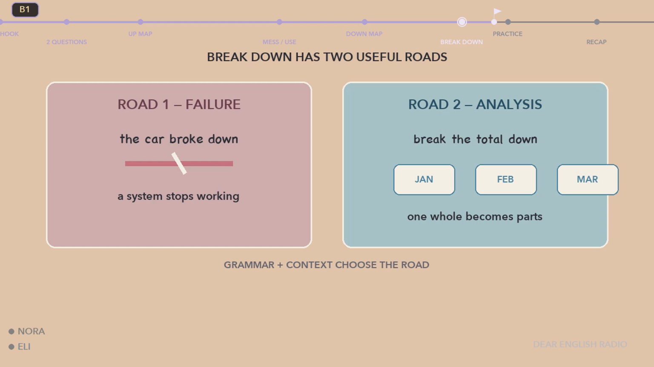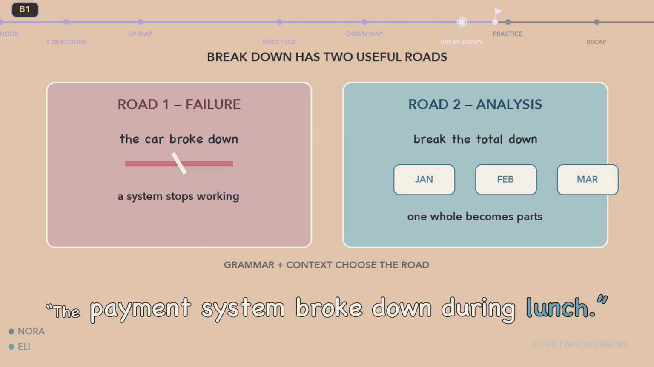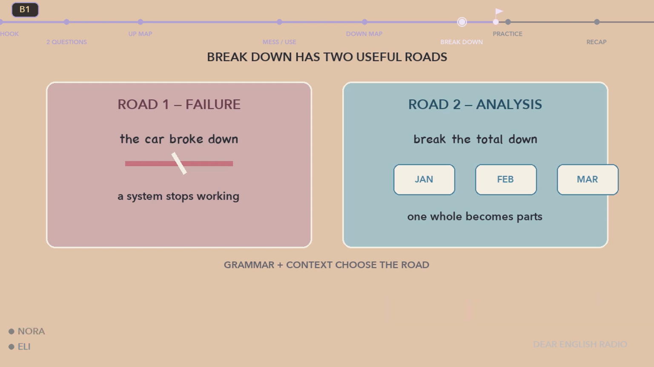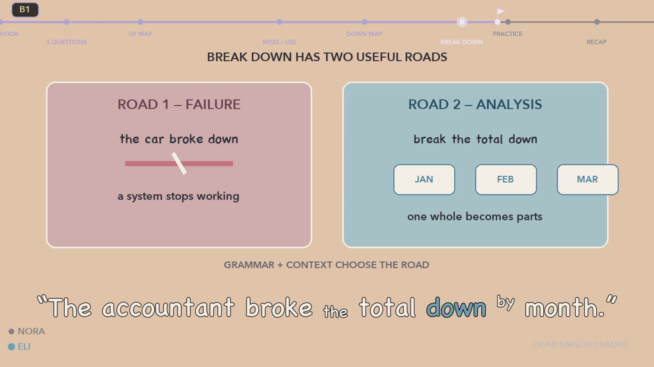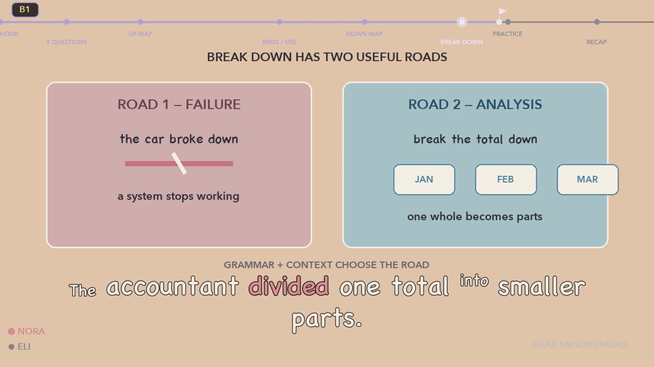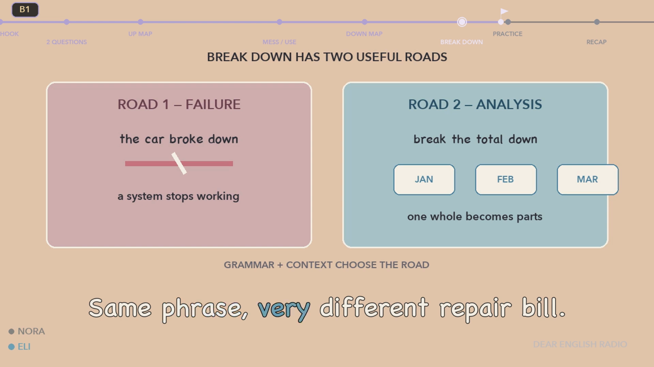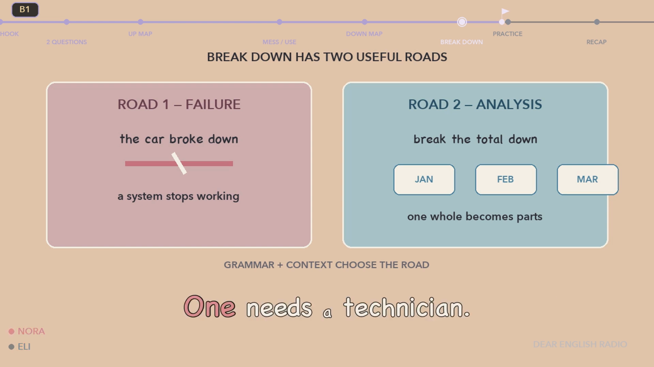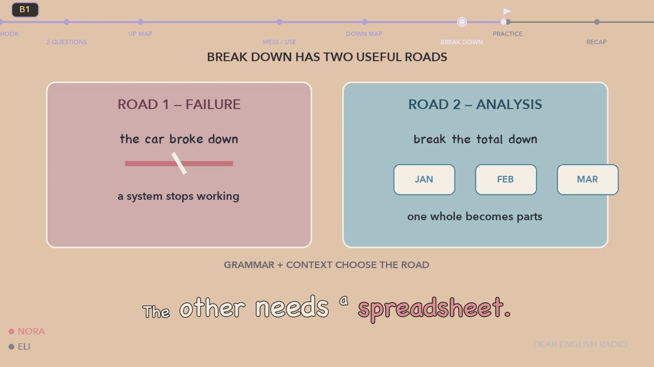Try these 2. The payment system broke down during lunch. Failure. The system stopped functioning. The accountant broke the total down by month. Analysis. The accountant divided one total into smaller parts. Same phrase, very different repair bill. One needs a technician. The other needs a spreadsheet.